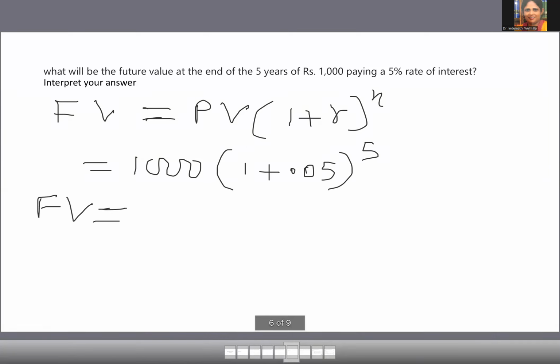Total value is equal to the future value. So then you can get the future value. Interpreting means you can say if the interest rate is 5%, then today's rupees 1,000 has an equal value to the amount received, your answer, after 5 years. So that is the interpretation.